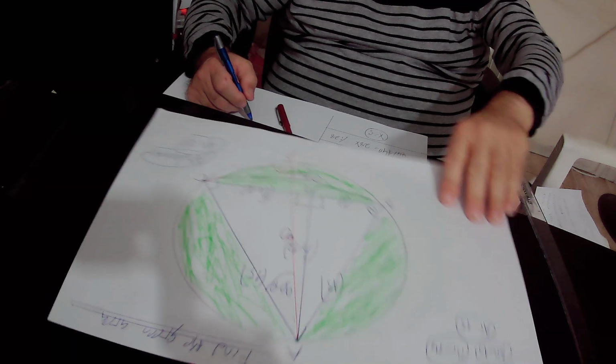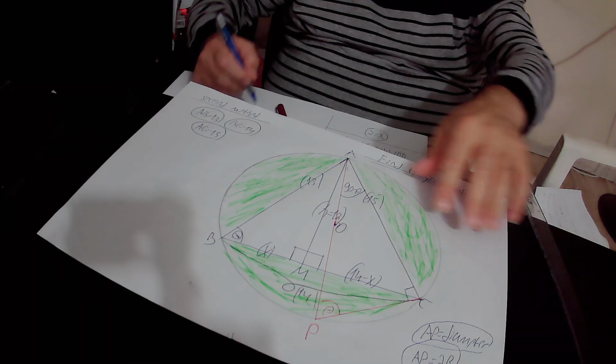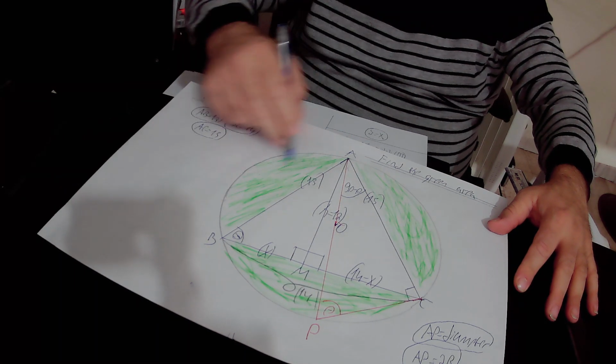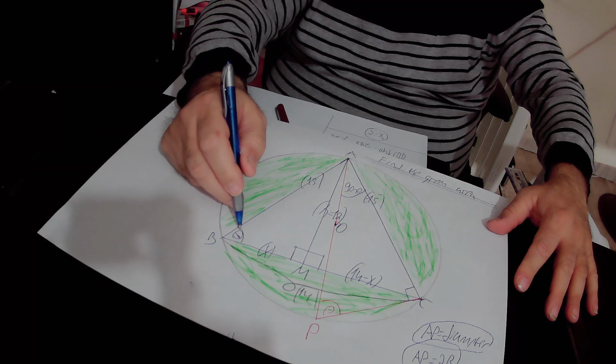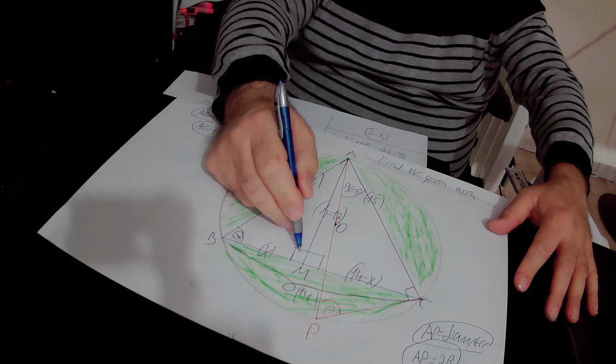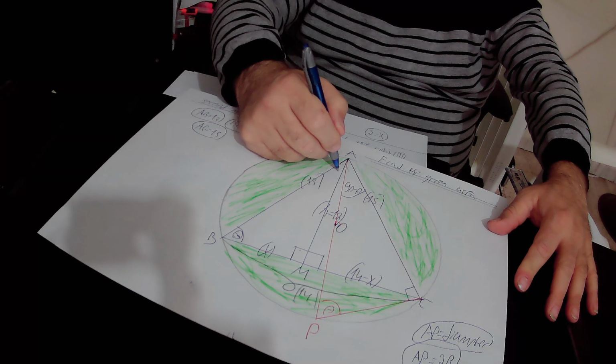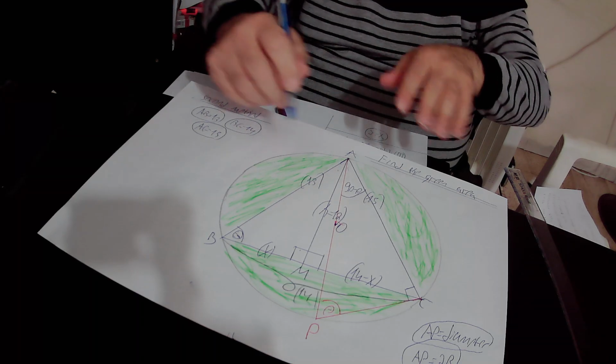Likewise, we focus on the right triangle, triangle ABM. In this right triangle ABM, this angle equals theta. This angle equals 90 degrees, therefore the missing angle here must be equal to 90 degrees minus theta.